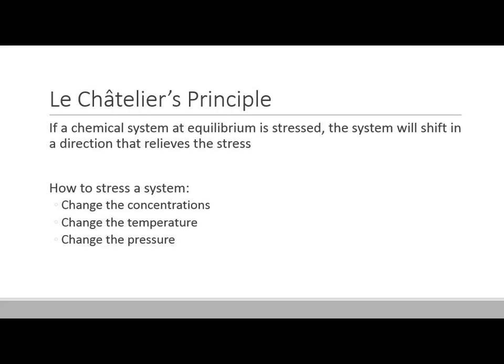Now, once you have a chemical system that's at equilibrium, where the rates of forward and reverse reactions are equal, you can actually stress out this system. You can do something to upset the nice delicate balance there. Le Châtelier's principle says that the system will shift either to the forward or to the reverse reaction, in whichever direction helps to relieve that stress.